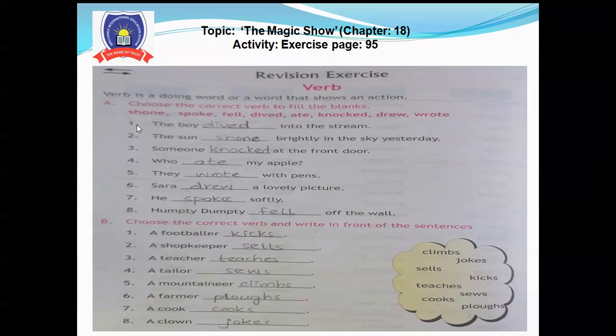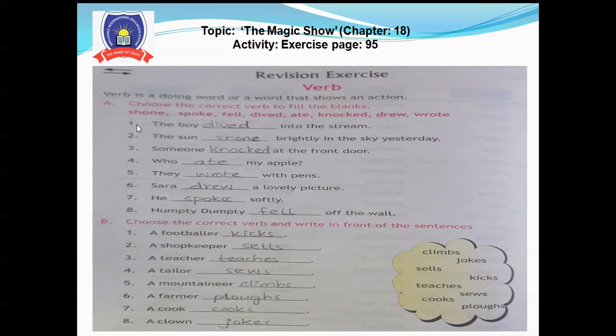DREW, drew. Okay. Number 7, he spoke softly. SPOKE, spoke. Number 8, Humpty Dumpty fell off the wall. FELL, fell. Humpty Dumpty fell off the wall. Okay, have you listened to this poem? Yes, this is a very interesting poem.